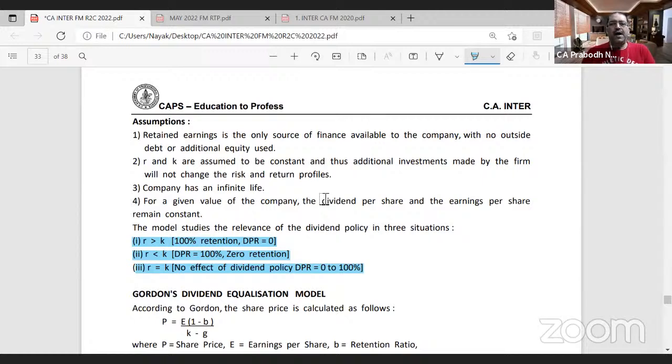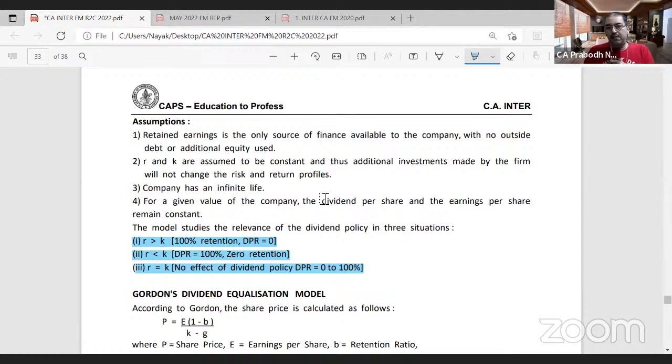Tell them, you are requiring 12%, I'll give you 15%. So you can have 100% retention. R is greater than K: 100% retention, DPR is 0, nothing is actually paid by the company. When R is less than K, I tell you that you can get 12% but I can't give you 12%, I can give you a maximum of 8%. So it is better that the profits are with you. Then pay out the entire profits: dividend payout ratio 100%, 0 retention.